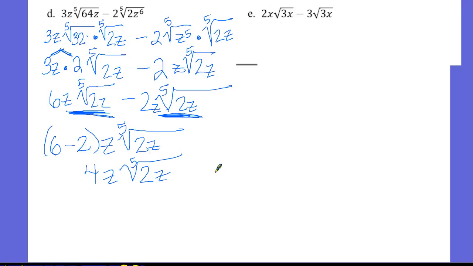Okay. So E. E, you have 2x square root of 3x minus 3 square root of 3x. So a question is, can I simplify the square root of 3x? No. Are they like radicals? Try again. After the coefficients, do they match exactly? No. This is an x square root of 3x, and this is just a square root of 3x. It is already simplified. They cannot be combined. That's the answer. It cannot be simplified because they are not like radicals.